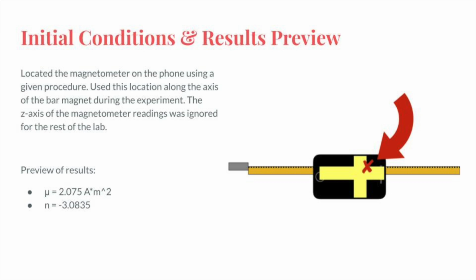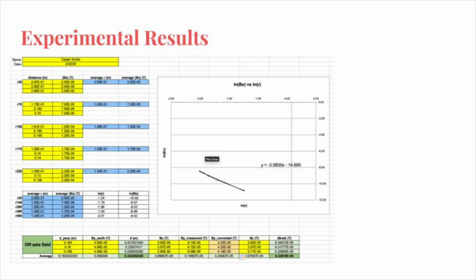The preview of our results is shown below. The data we collected from our experimental procedure is shown here from a screenshot of our Excel file. On the right side, the graph of the natural log of the strength of the field in the x direction versus the natural log of our radius for each of those locations is shown here, as well as the formula for its best fit line. This best fit line will be used in calculations on the next slide to figure out mu.